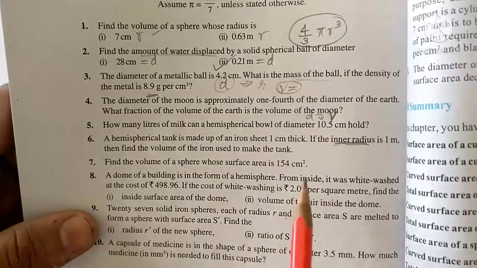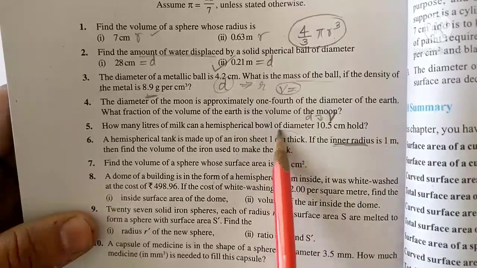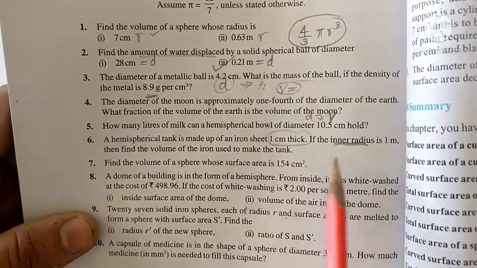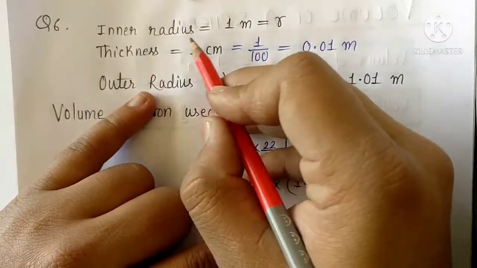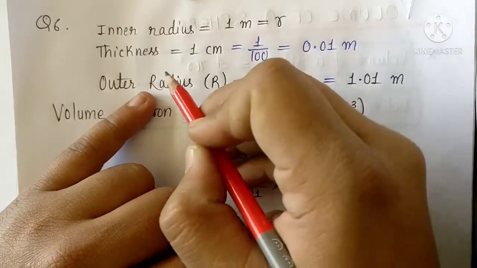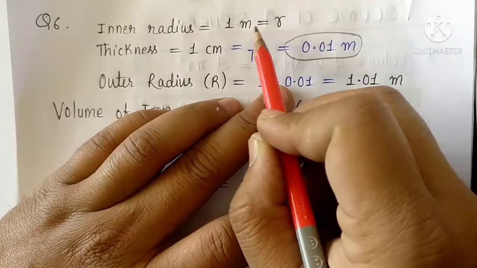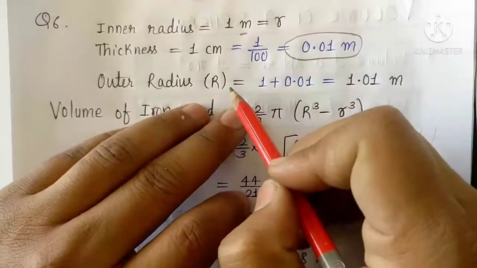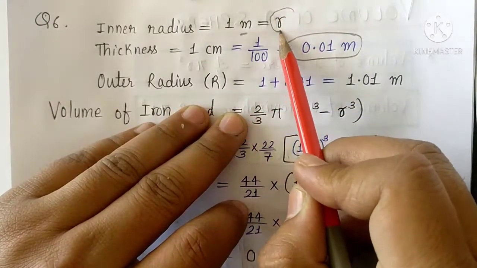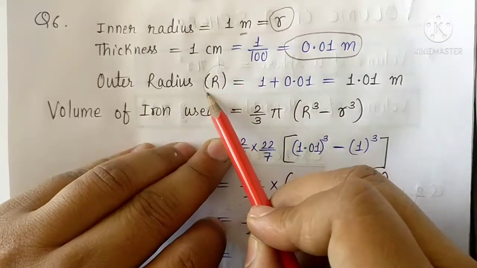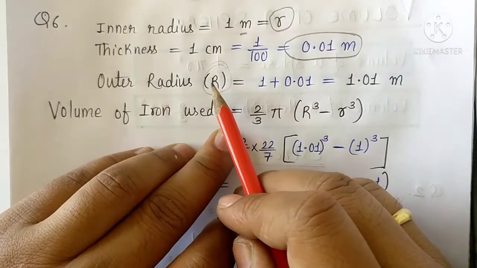So here the inner radius is given, so we have to find the outer radius also. How can we find the outer? By adding this 1 centimeter to this 1 meter. It is centimeter, it is meter, so we have to convert this centimeter into meter. Inner radius is given 1 meter, that is our small r. Thickness is 1 centimeter, so 1 upon 100, that is, we have converted it into meter because this is also given in meter. Now we can add them. Outer radius, capital R, will be bigger than the inner radius. So the smaller radius I am showing by small r, and the outer radius by capital R. So 1 plus 0.01 means 1.01 meter, that is the outer radius, capital R.